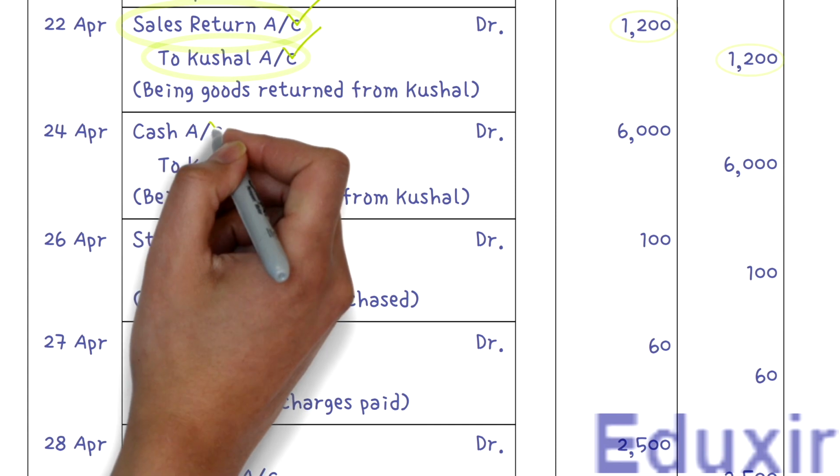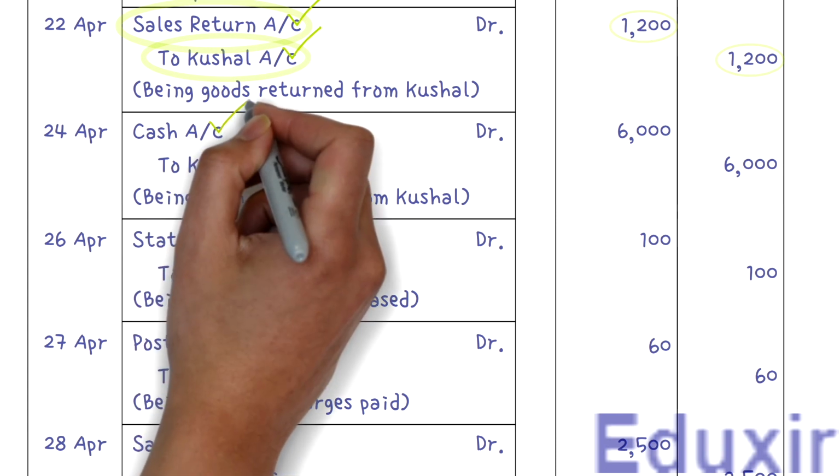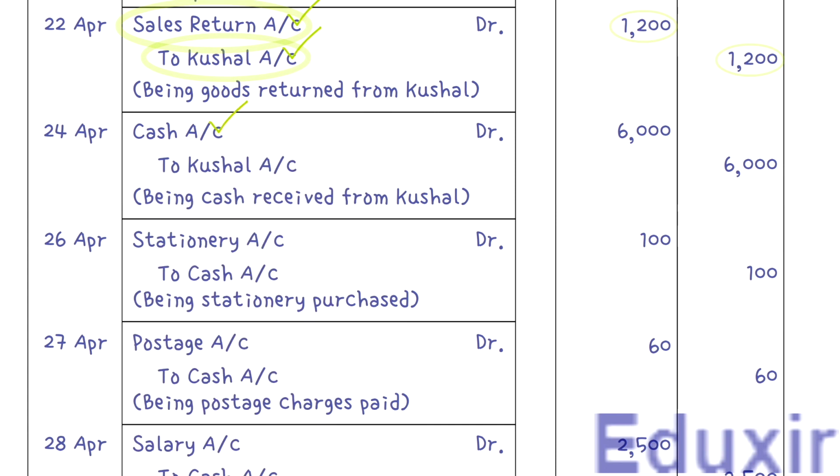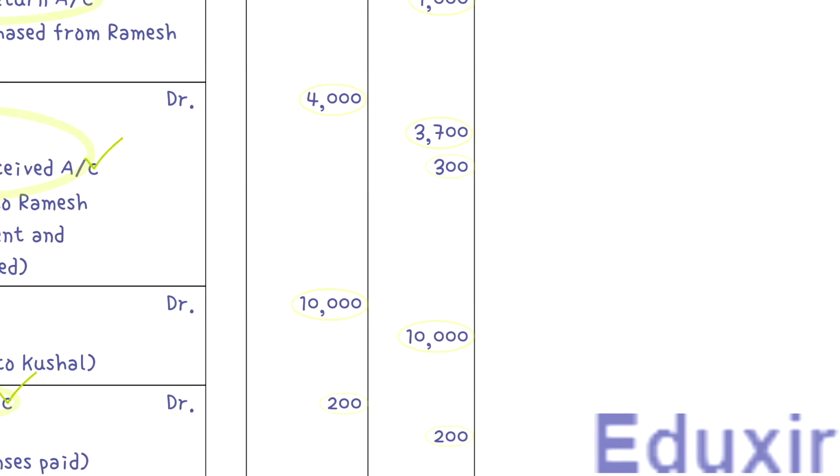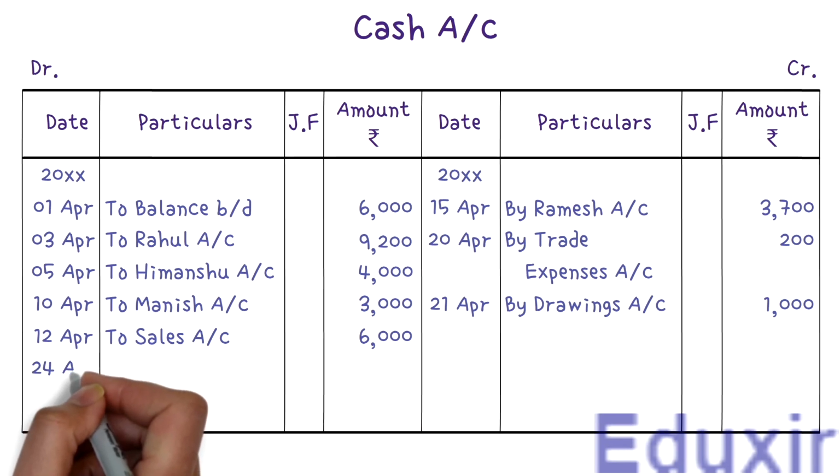As the name suggests, it needs to be posted on the debit side of cash account and the debit amount is 6000 rupees. Note that the details that need to be posted into the particulars column is Kushal account. As we already have cash account, let us now post this entry into that account. Let us first write the date.